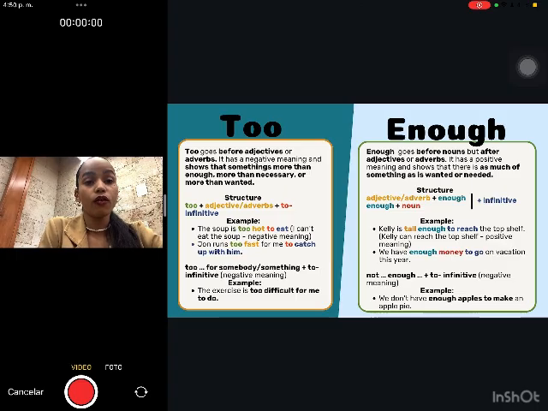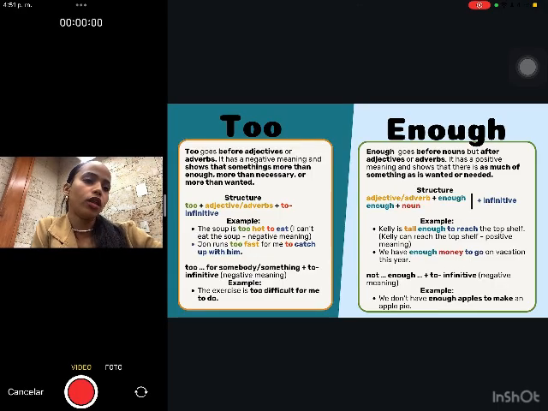Enough. Enough goes before nouns but after adjectives or adverbs. It has a positive meaning and shows that there is as much of something as is wanted or needed. The structure: adjective or adverb plus enough plus infinitive, or enough plus noun plus infinitive. Example: Kelly is tall enough to reach the top shelf. Kelly can reach the top shelf.